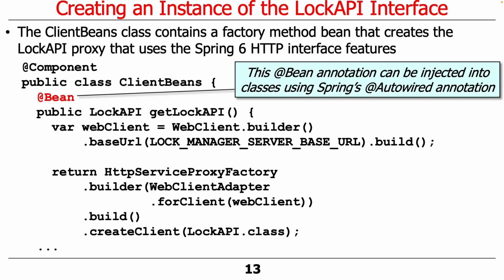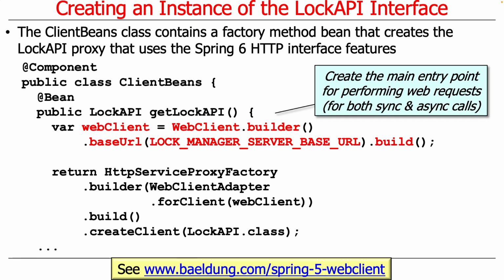So let's then take a closer look at the actual implementation logic for this thing. There's something called a web client. You can read about it here at this link. We'll show a lot of that stuff. You'll need to be able to use this for the upcoming programming assignment. So pay particular careful attention to this example because it's very relevant for what you'll be doing. So we say web client builder. So we make a builder for a web client. We say base URL. So we give it the LockManager server's base URL.